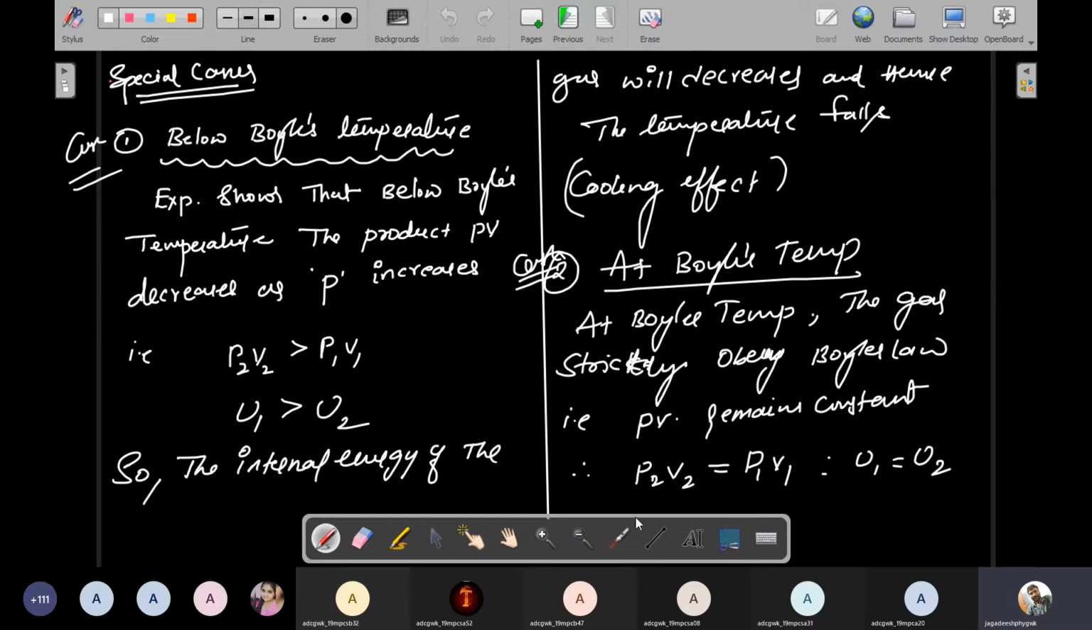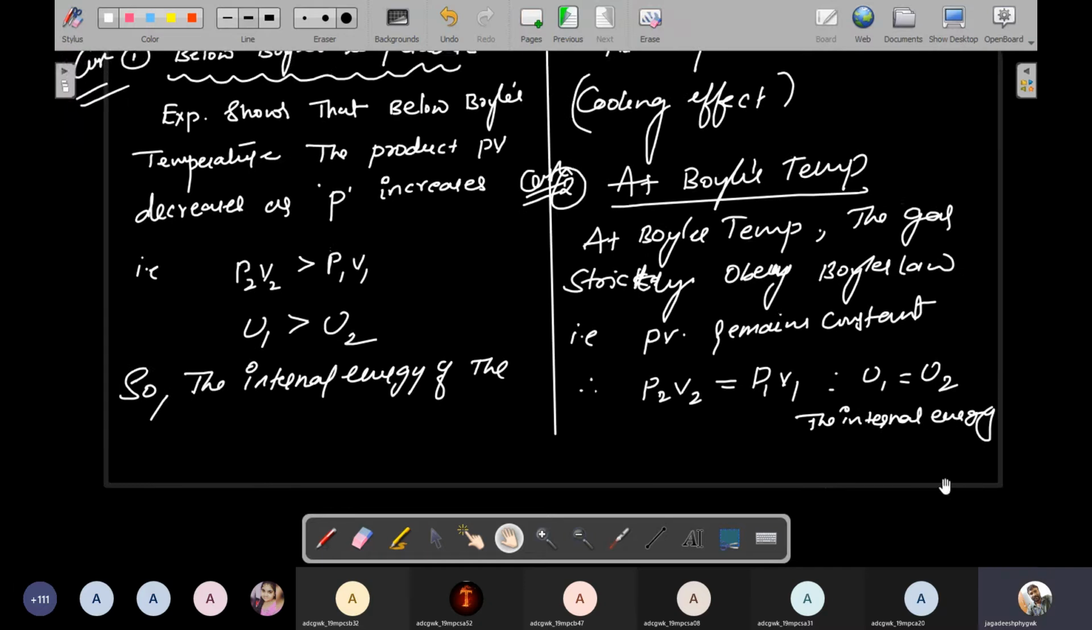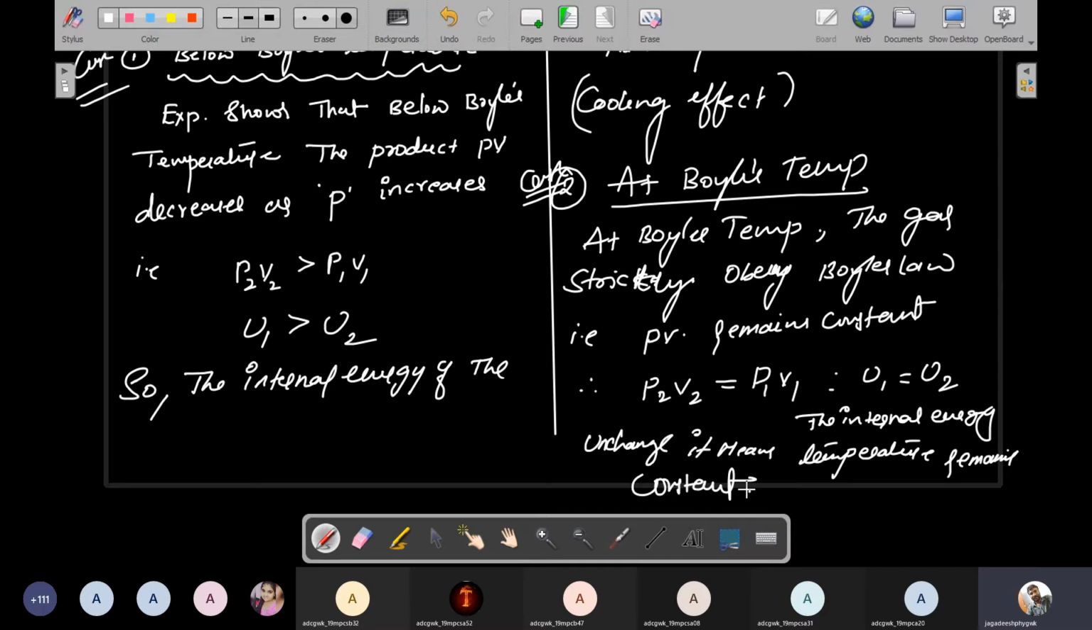So in this case, the internal energy is unchanged. From this case, we can clearly say that the internal energy is unchanged. It means the temperature remains constant. Understand? Temperature remains constant.